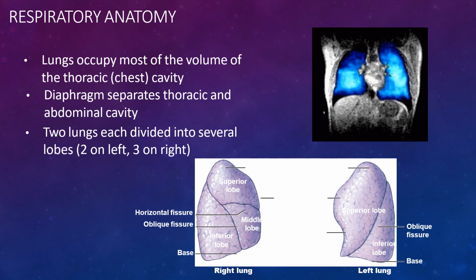So here's the anatomy of the respiratory system. The lungs occupy most of the volume of the thoracic cavity, the chest cavity. The diaphragm separates the thoracic and abdominal cavities. You have two lungs, each divided into several lobes, two on the left and three on the right.